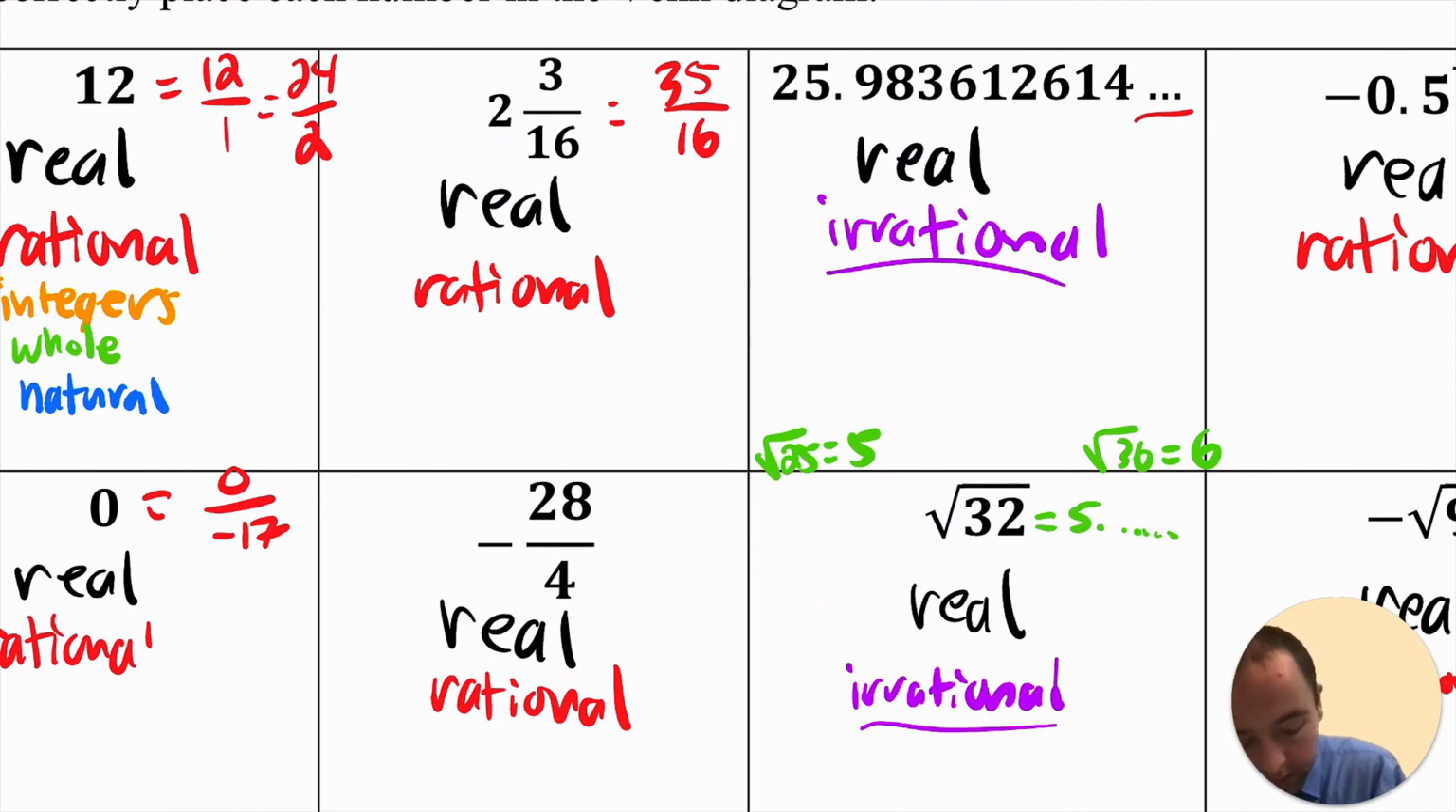Now, with 2 and 3/16, because of the 3/16, right, it's going to have decimals. And integers and wholes and naturals don't have decimals, right? So rational is really going to be the best way that we can categorize that. So I think we're kind of done with that second example.